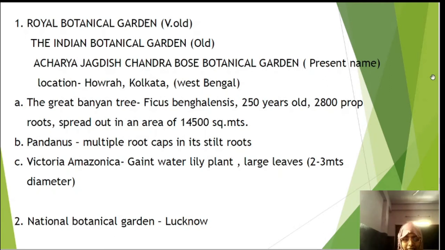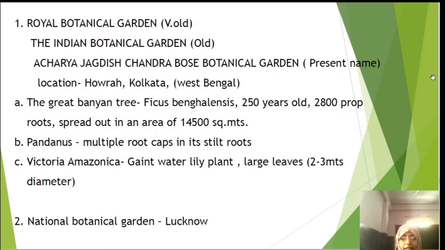But at present, it is called Acharya Jagadish Chandra Bose Botanical Garden. It is located in Howrah, Kolkata, West Bengal. So why is this botanical garden so famous? What is it famous for? You can see various things, but the first thing is the great banyan tree.